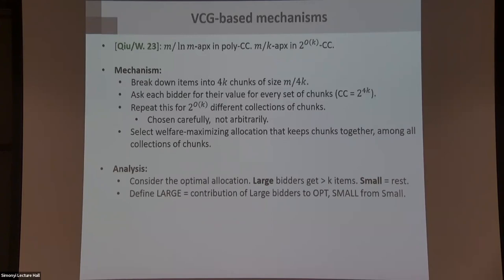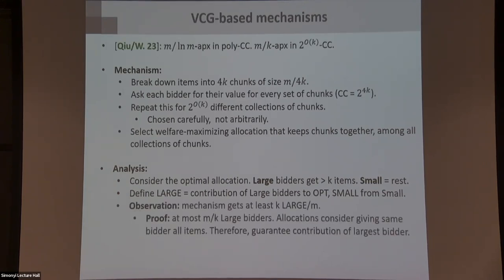So let me go through the analysis. It'll give you a taste of some of the simpler proofs that show up in this area. Here's what I'm going to do. In the optimal allocation, there are some bidders who get more than K items and some bidders who get fewer than K items. So I'll break down the contribution of opt into some welfare that comes from large bidders and some welfare that comes from small bidders.